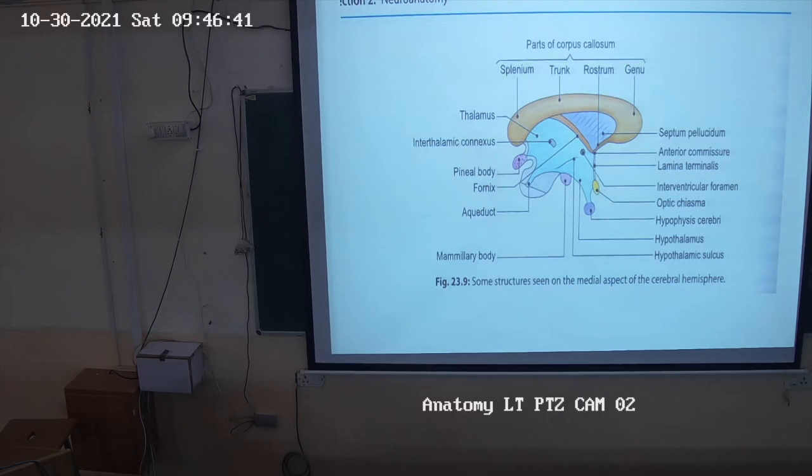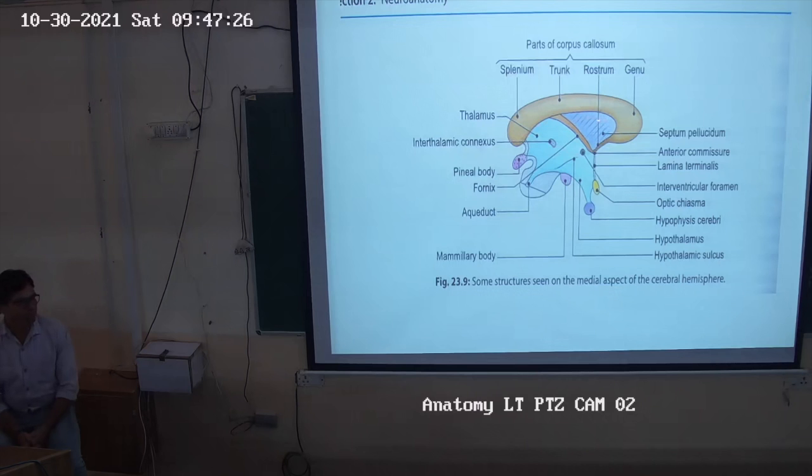And below the hypothalamic sulcus, that is this one, this is the part of the hypothalamus. This is the hypothalamus, and below the hypothalamus the structure is not seen here. So this is the whole part of the diencephalon, and below this part, look here, what is this? Lateral ventricle, and this part is the third ventricle. So the third ventricle is the part present between the thalamus on this side and the thalamus on the other side.